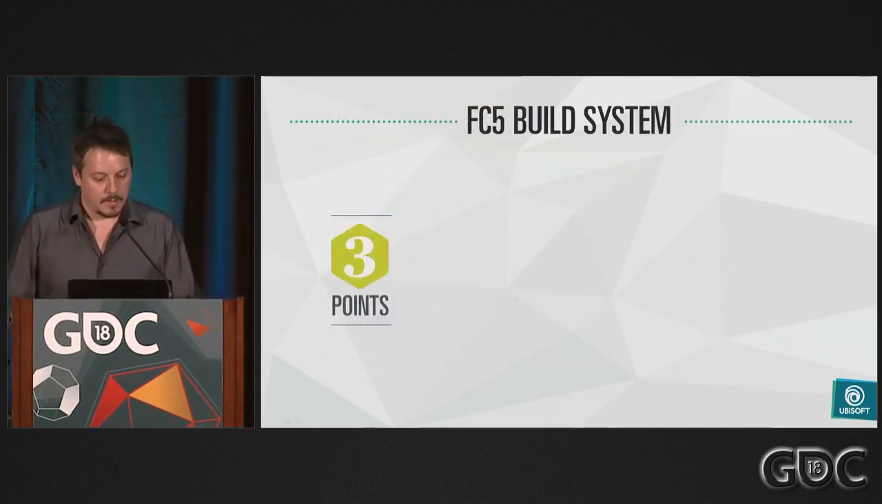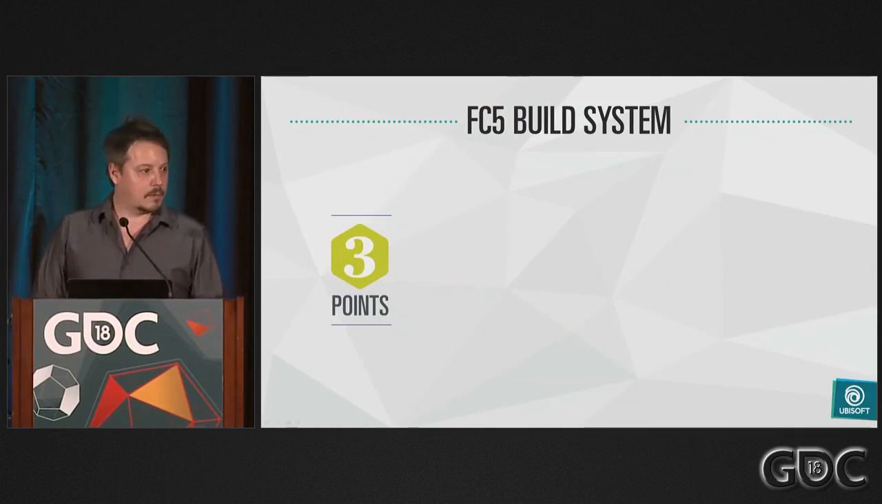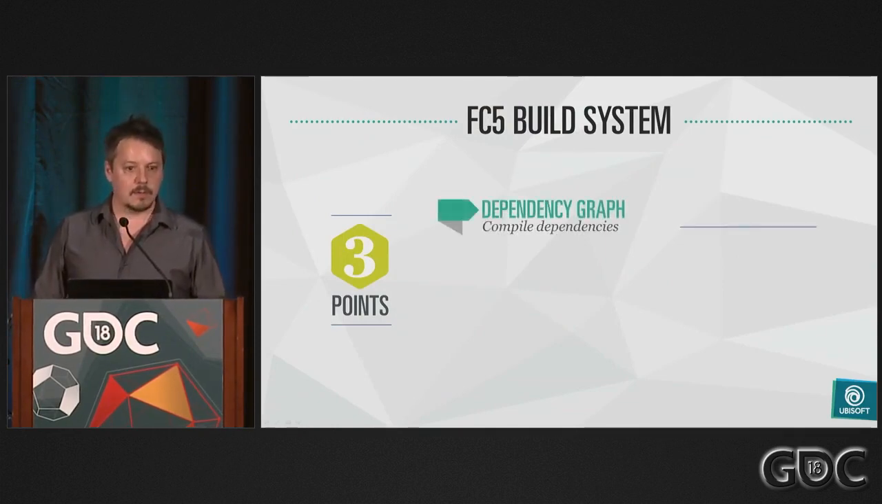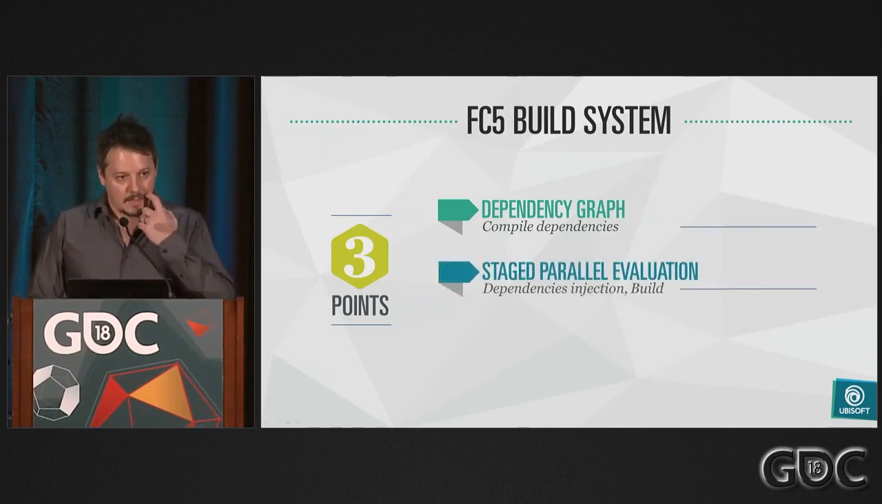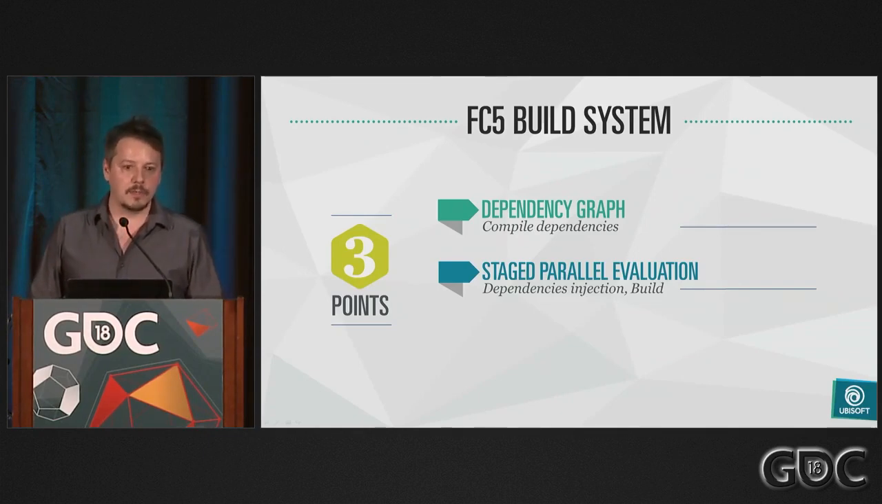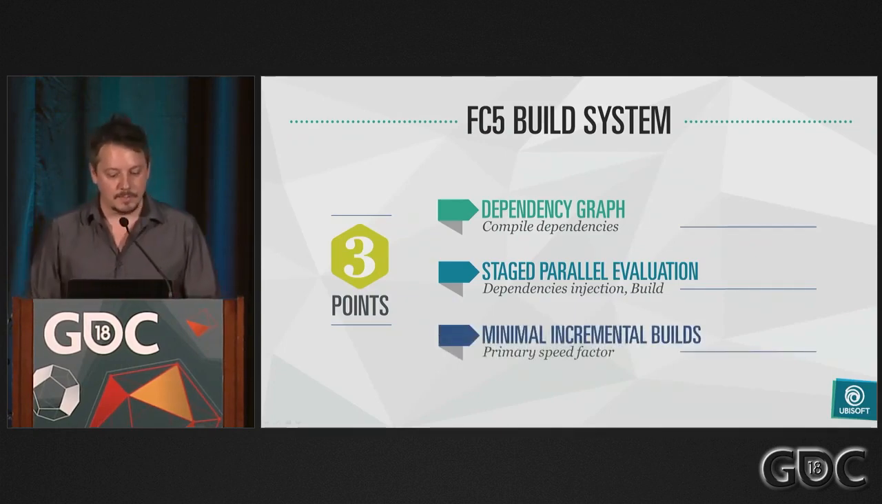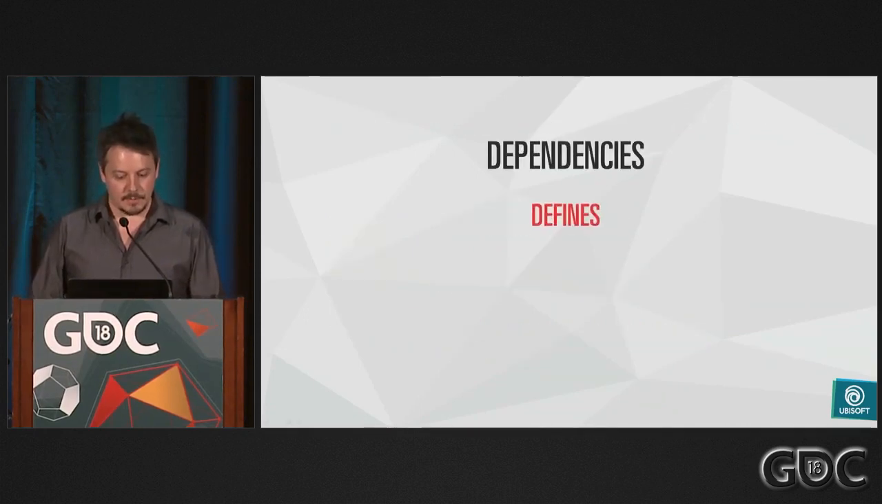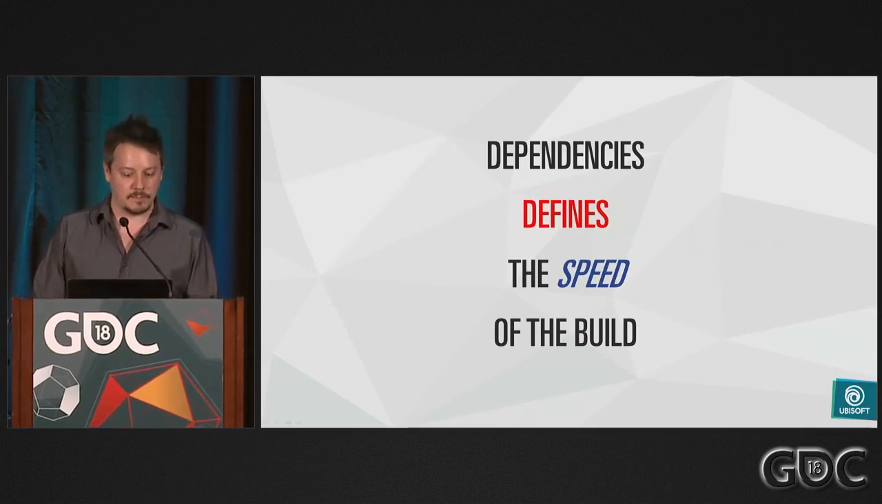So if we need to keep three things from this part, I would say that our build system is implementing a dependency graph, which is represented by the compiled dependencies. And the dependency graph brings two main benefits. The first one is the parallelization. And on top of that, we parallelize each stage of the graph evaluation. The second benefit of a dependency graph is that it provides a minimal incremental build. But at the end of the day, it's really the dependencies that are defining the speed of our build. Keep that in mind, guys.